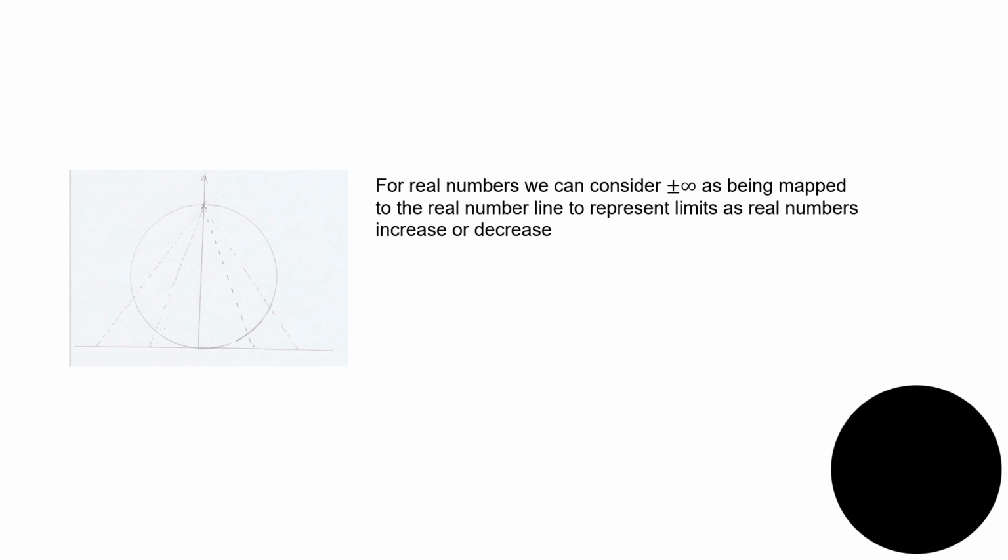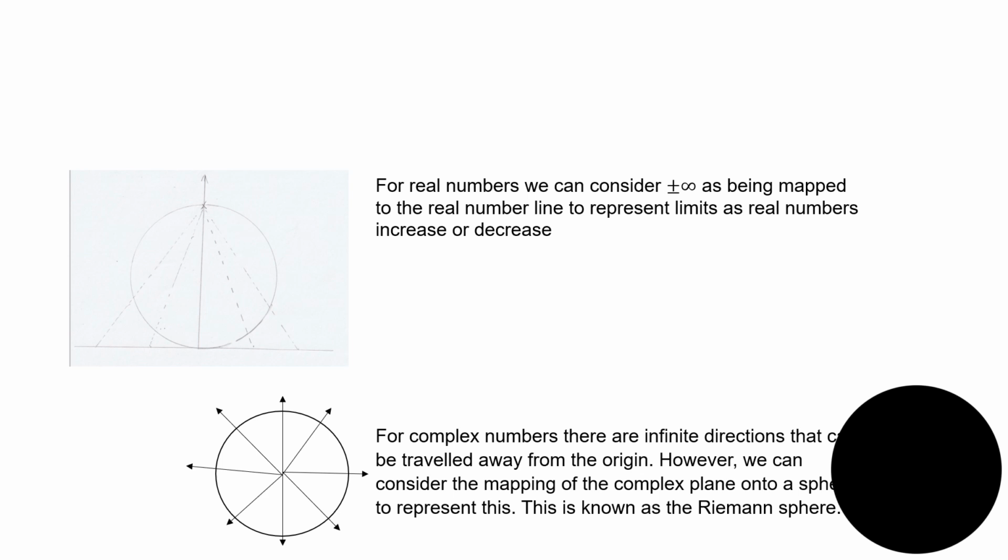For complex numbers, there are infinite directions that can be travelled away from the origin. However, we can consider the mapping of the complex plane onto a sphere to represent this. This is known as the Riemann sphere.